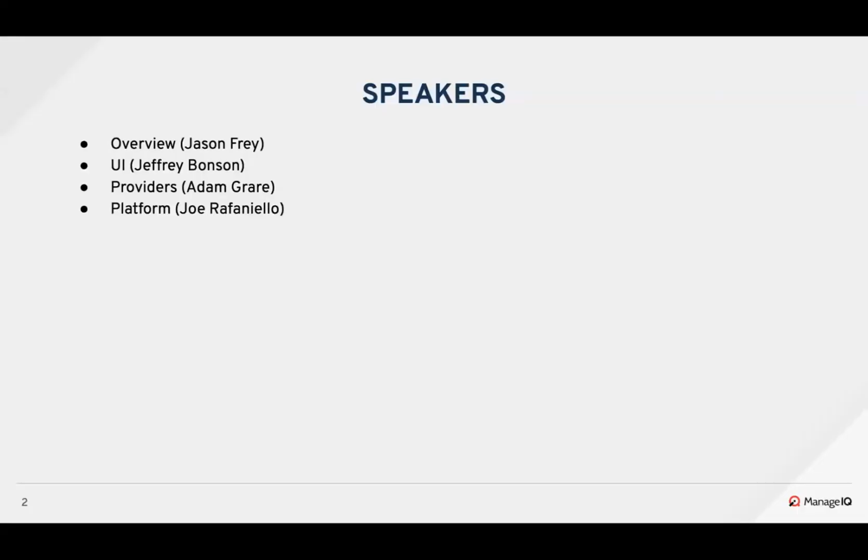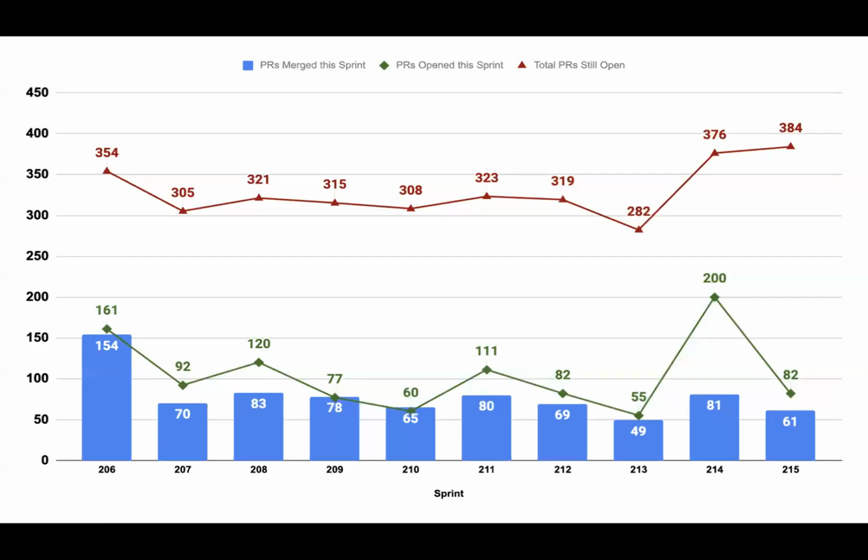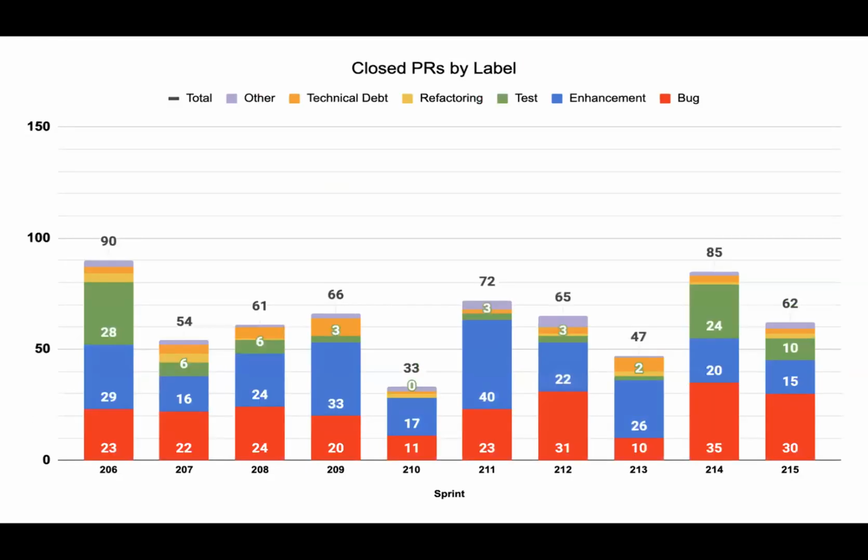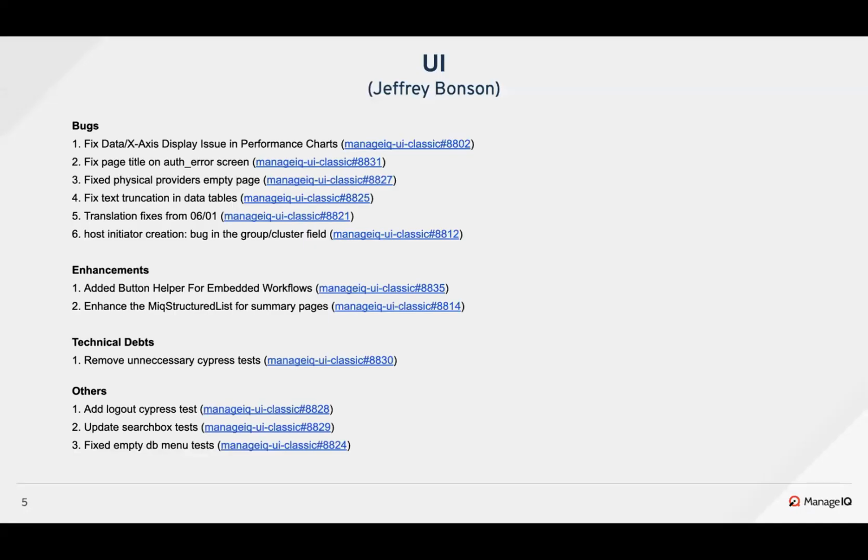I'll start with the overview, Jeffrey on the UI, Adam on providers, and Joe on the platform. As you can see, this sprint, we're back to normal cadence. Last sprint, we had a blast out of the Renovate tool from Mend, which was all those open PRs, but this sprint, we're back to normal. As you can see, there were 30 bugs addressed, 15 enhancements, 10 tests, and a smattering of others. And over to Jeffrey with the UI.